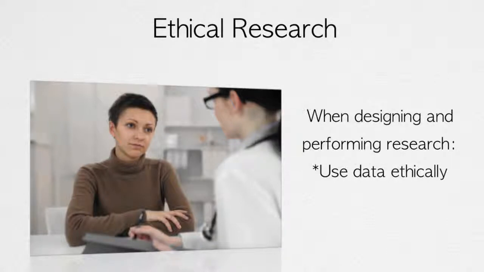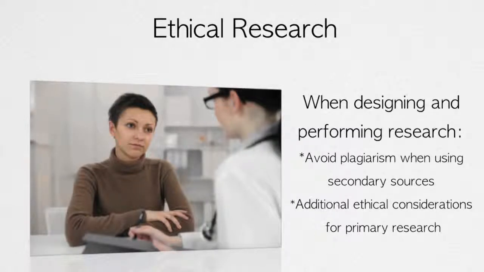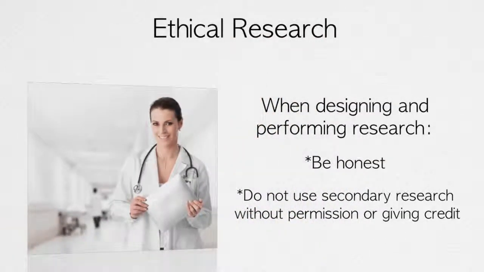When designing and performing your own research, it is important to use the data and information you collect in your research ethically. Avoiding plagiarism is an important ethical consideration when using secondary sources, but there are additional ethical considerations when you are performing primary research. For example, be honest. Do not fabricate data, alter data, or misrepresent findings to conform to a desired research result. Do not use secondary research without permission or giving credit.